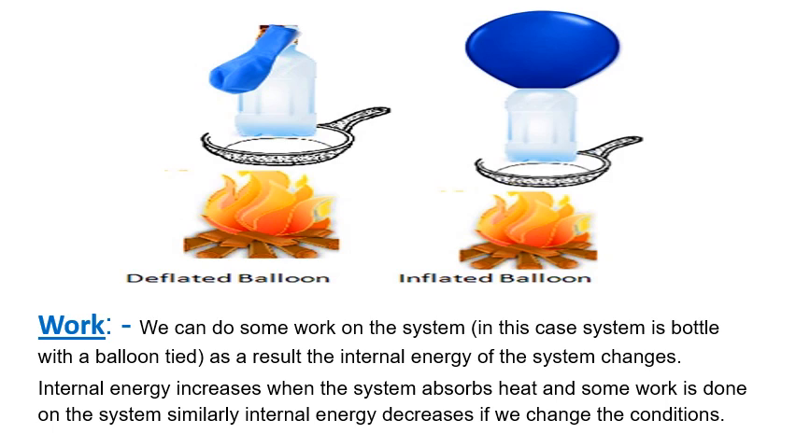Now consider the system: a bottle with a balloon tied. We can do some work on the system. As a result, the internal energy of the system changes. Internal energy increases when the system absorbs heat and some work is done on the system. Similarly, internal energy decreases if we change the conditions.